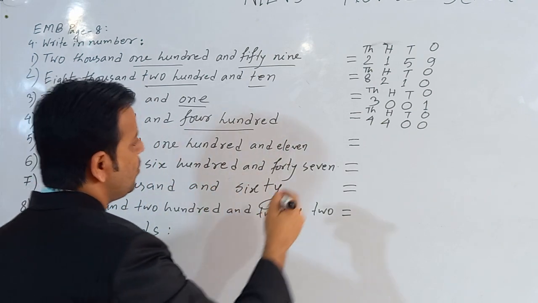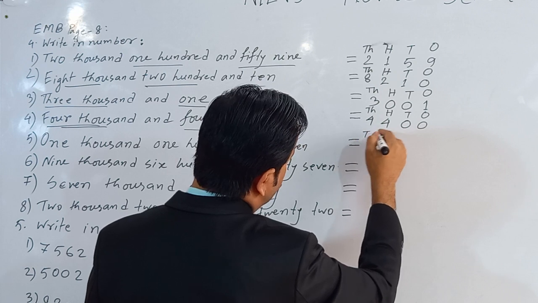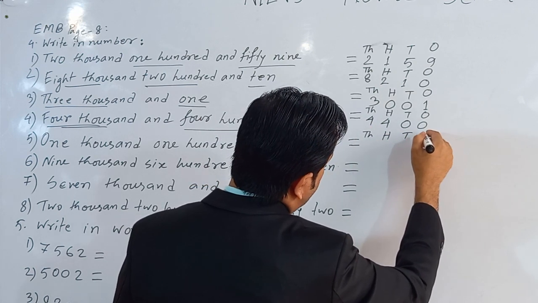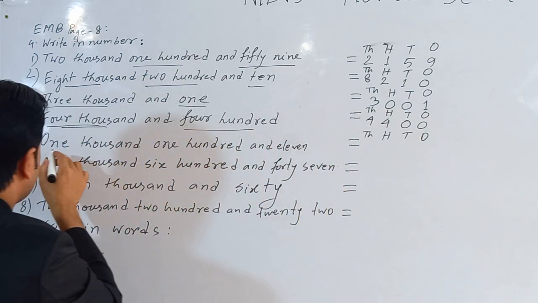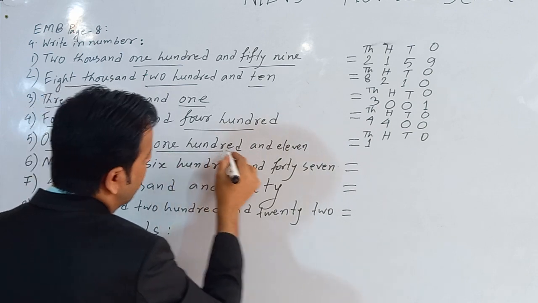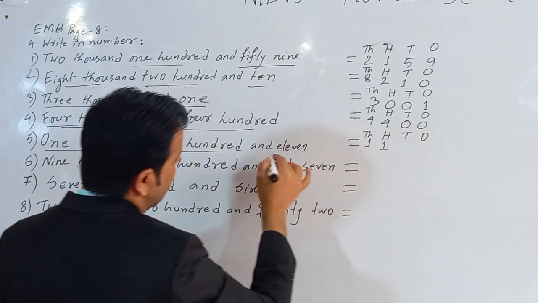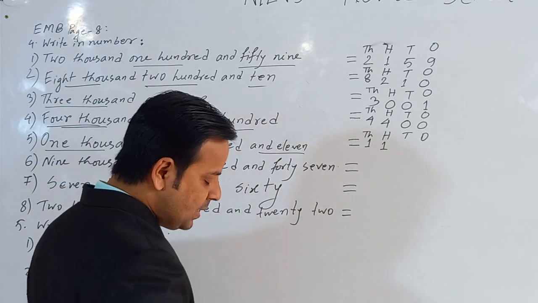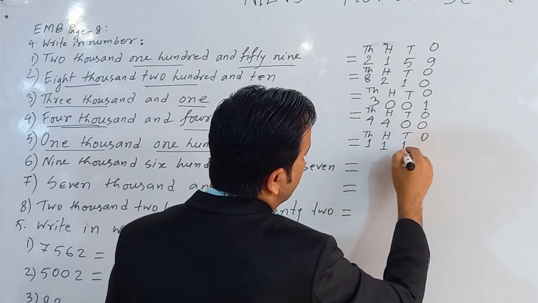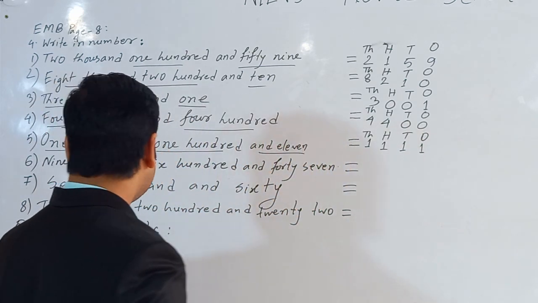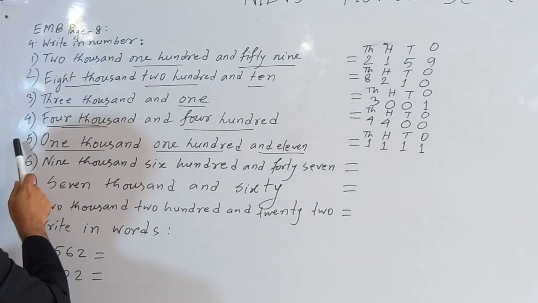1111. To write the number, indicate the positions of the digits 1000, 100, tens, ones. So here is 1000, so we have to write 1 in thousands position, 100, so 1 in hundreds position, and 11. It means that to write 11, we have to write 1 in tens position and another 1 in ones position. Okay, dear students, so I have completed number 5.